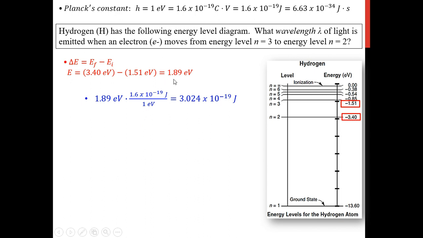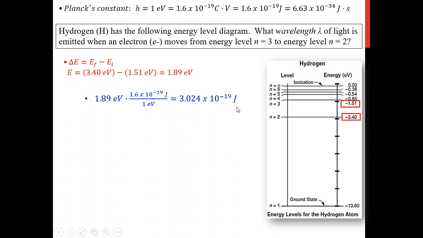Once I know the energy difference between the two energy levels, I can convert eV to joules, and the conversion factor is given with Planck's constant up at the very top of the screen. 1 eV is equal to 1.6 times 10 to the negative 19 joules. That's where this conversion factor that I'm circling on the screen comes from. So I start with 1.89 eV, which I found in the previous step, and convert it to joules. If you do that properly in your calculator, you should get 3.024 times 10 to the negative 19 joules.